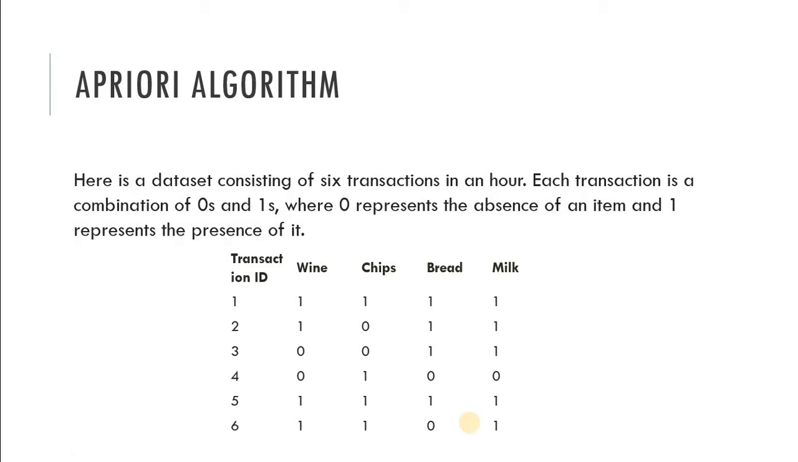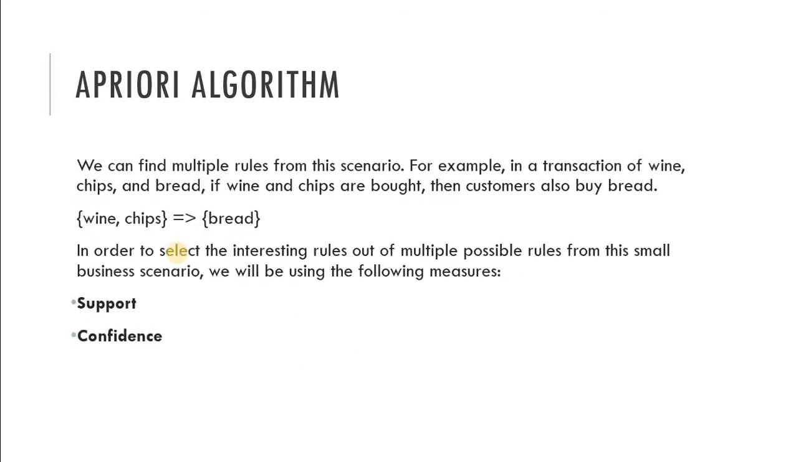Based on this data set, we can say that when people bought wine and chips, they also bought bread together. So this is a frequent item set of wine, chips and bread. We can also say that if a customer buys wine and chips, then they also buy bread. If they bought bread and chips, then they also bought wine. So this is how the Apriori algorithm is used for finding the frequent item set. We can find multiple rules from this scenario. For example, in a transaction of wine, chips and bread, if wine and chips are bought together, then the customer also buys bread. So this is an association rule: wine and chips implies bread.